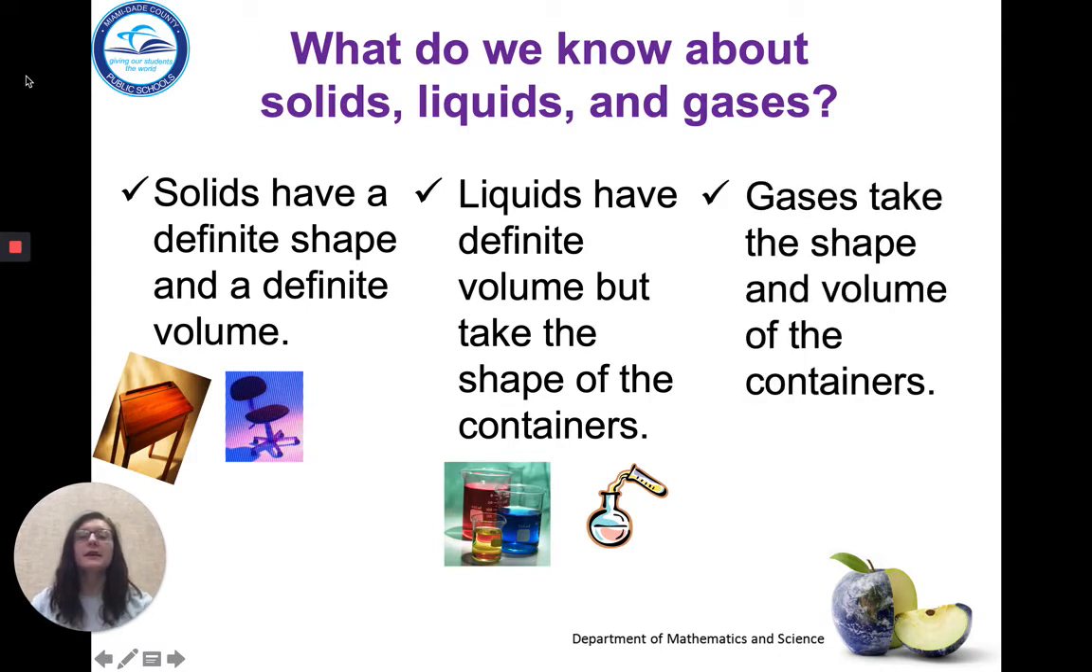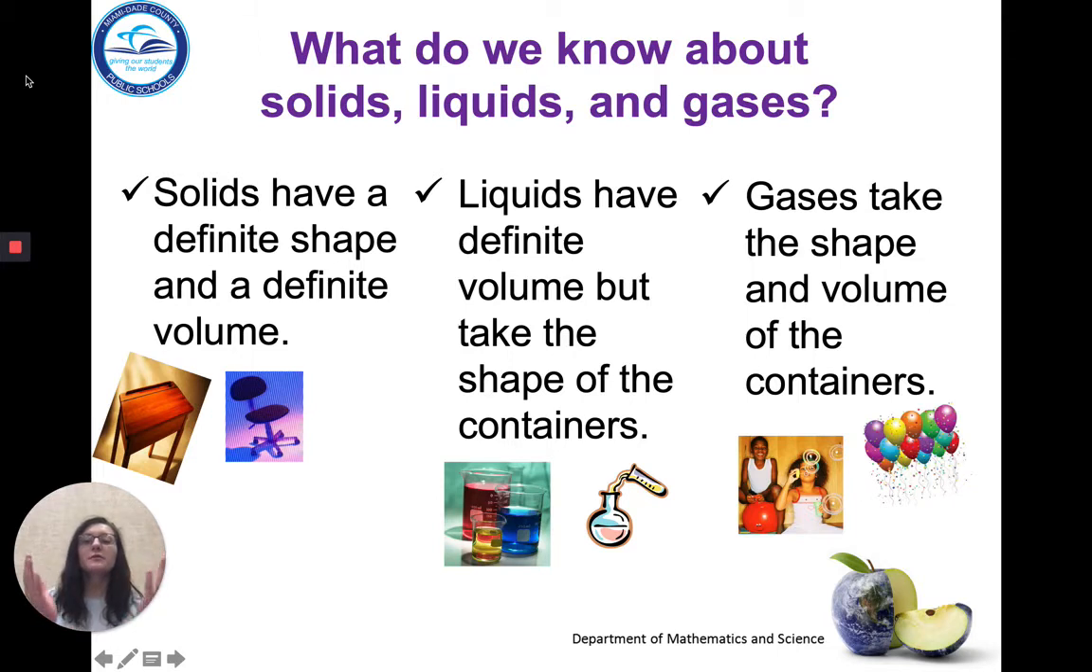And lastly, gases take the shape and volume of the containers that they are in. In our last lesson, if you remember, we talked about the hot air balloon. We know that inside of that hot air balloon, the gases are going to take up that whole space inside of the hot air balloon.